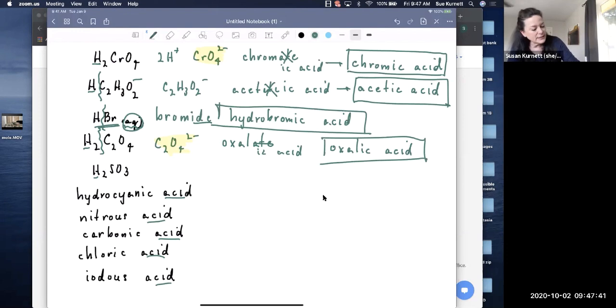Pull off the hydrogens. I have SO3 2 minus. Oh, I don't think that's the one I memorized. Let's see, what is sulfate? SO4 2 minus. So this is 1 oxygen fewer. This is sulfite.